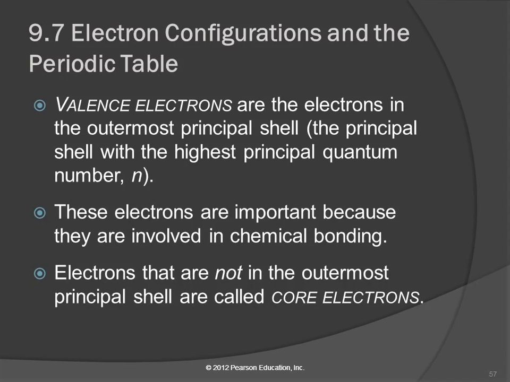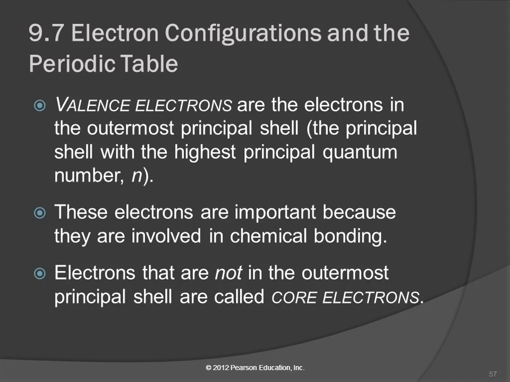Electron configurations and the periodic table is what we've all been waiting for. Valence electrons, which I believe we mentioned earlier, but didn't really talk too much about. Valence electrons are the electrons that are in the outermost principal shell, the highest principal shell, the highest floor in the hotel. So how many electrons are on the highest floor? How many have the highest principal quantum number n?